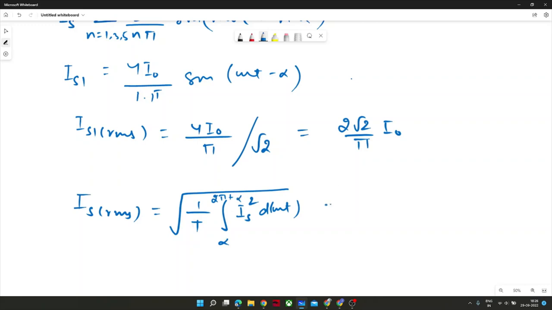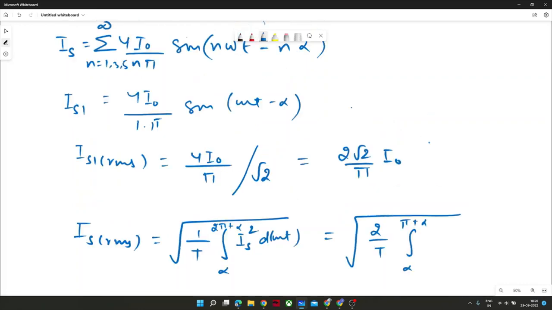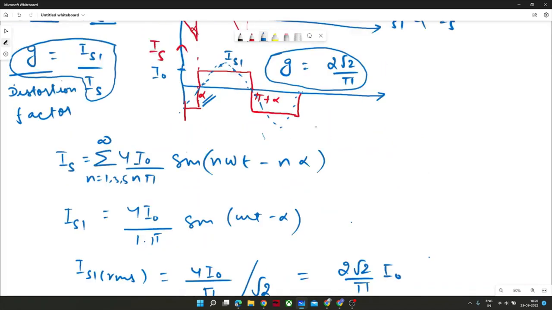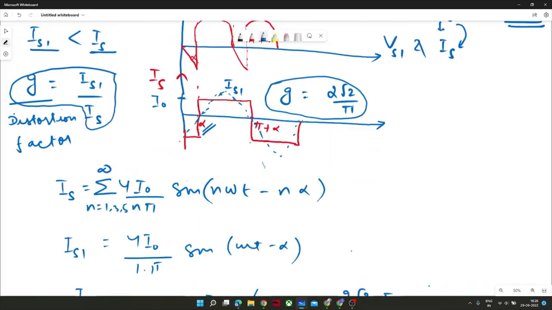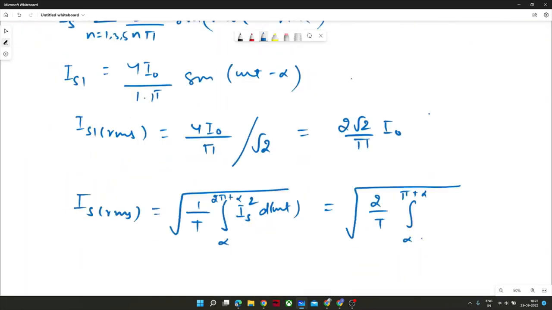So since it is half wave symmetry, I will further simplify it from alpha to pi plus alpha. And IS square is nothing but, if you square this portion, it is already I naught. If you square this negative term, it will also become positive and it will again become I naught. So I naught square will be throughout the period. So that will be I naught square d omega t.